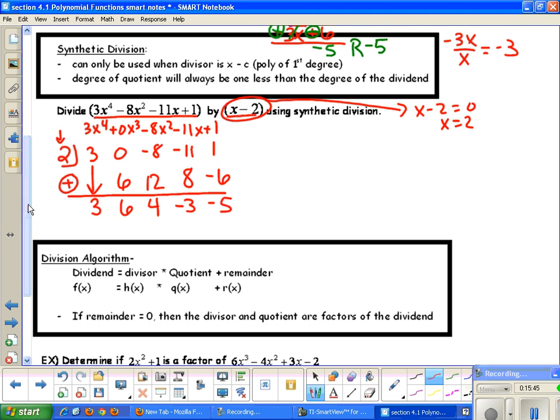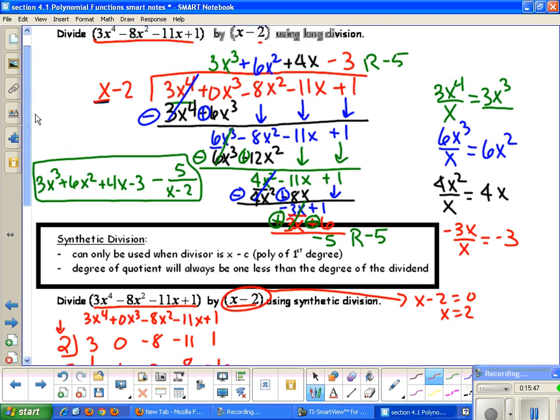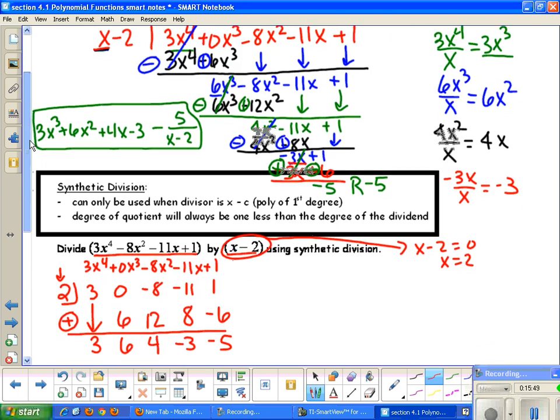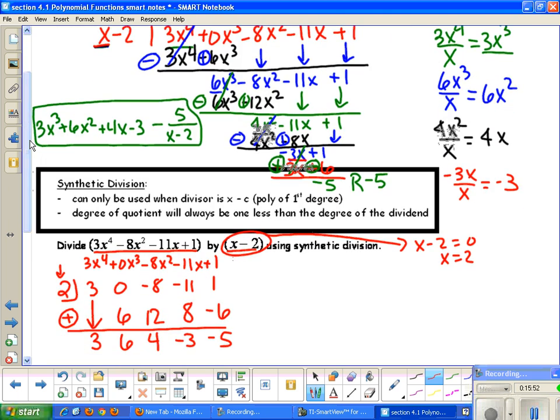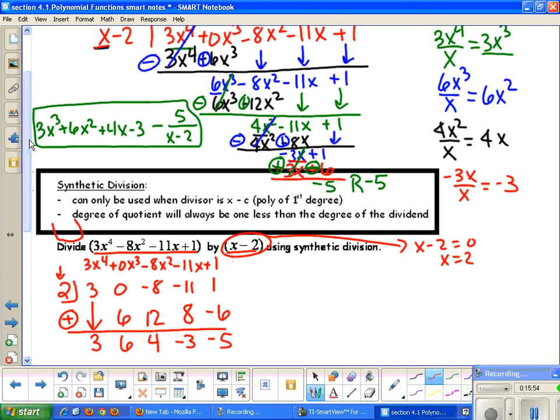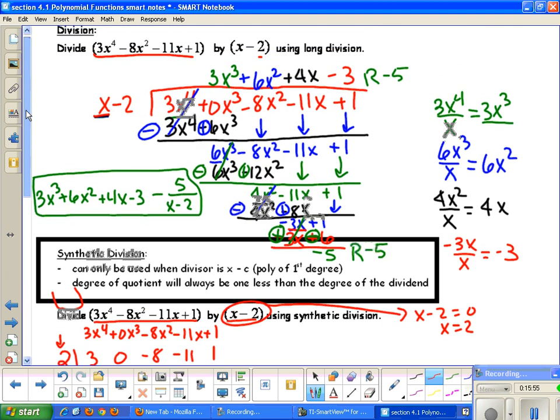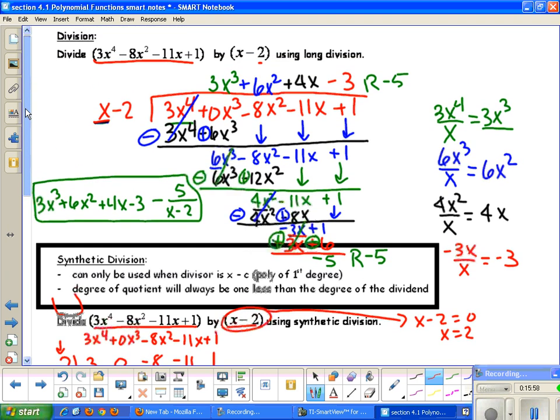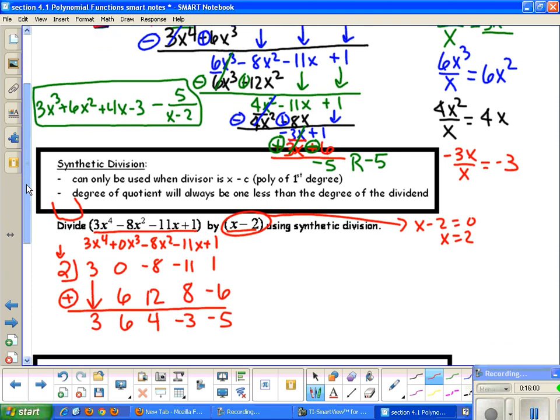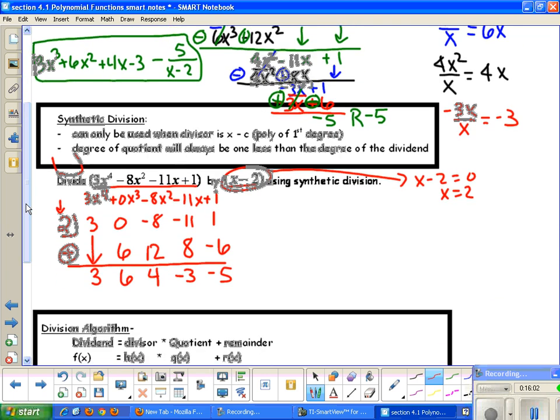Now, if you look at this compared to what we did with the long division, notice that these numbers here on the bottom are the same as what we have up here. It's just that all our x values are not in there. So that means if you take your x values out, you have to replace them back in. And right here it says the degree of the quotient will always be 1 less than the degree of the dividend. So this degree right here is a degree of 4. That means we're going to start with a degree of 3.